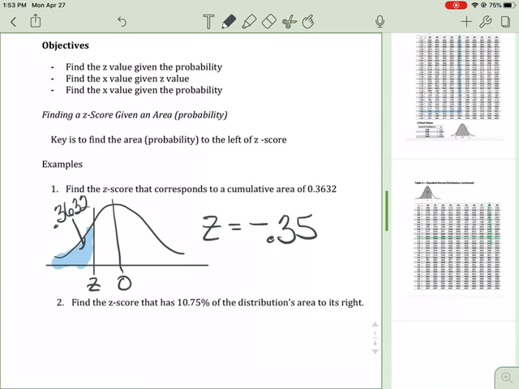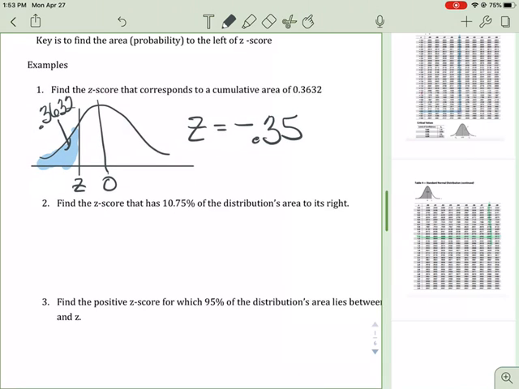Okay, all right, so let's try the next one. We want to find the z-score that corresponds to 10.75% to the right. Okay, so we're going to draw our picture. Here's 0, and again, 50% would be to the right and to the left. If I want 10.75%, it's going to be up here somewhere. Think of it as like the top 10%. So I'm going to change that to a decimal, 0.1075.